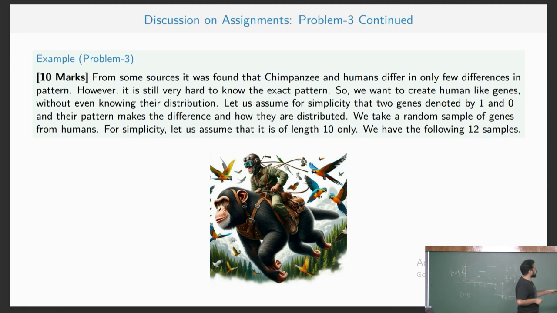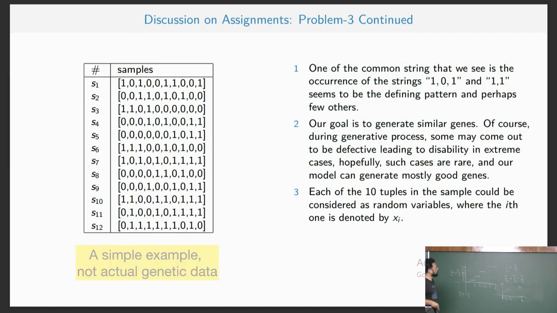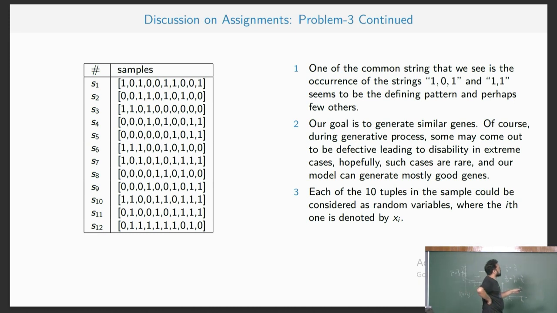So we will take random samples, and let us say they are of length 10 only, but in reality they are very big, millions I guess, and let us say we take only 12 samples. So this is your data. You went out, you collected the gene of 12 people, and this is the sequence you got.